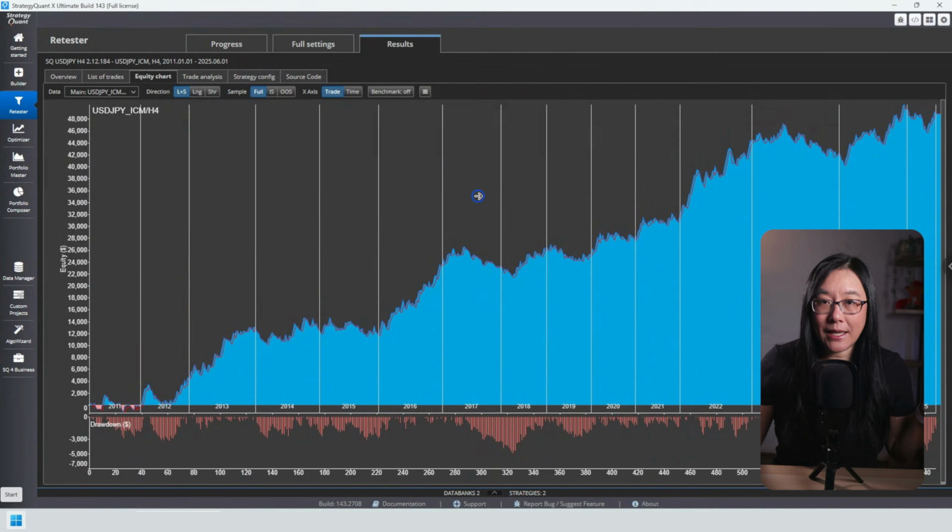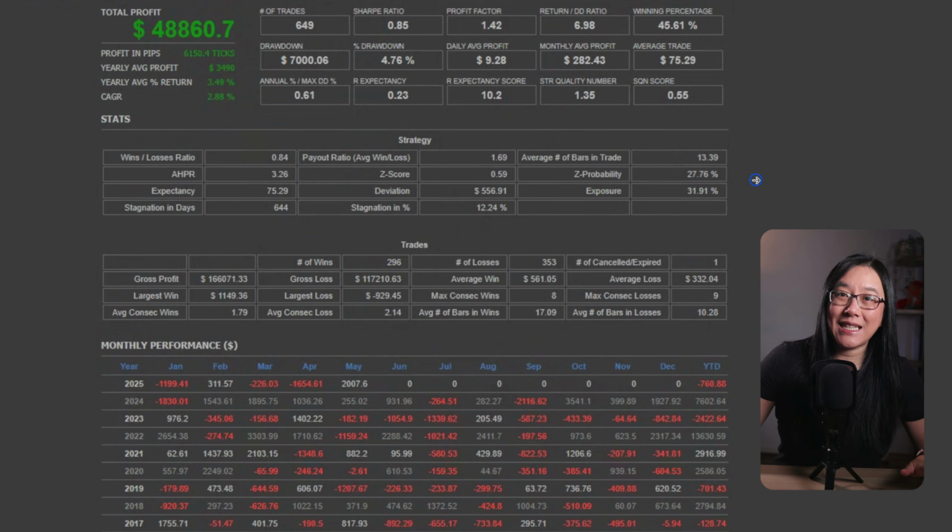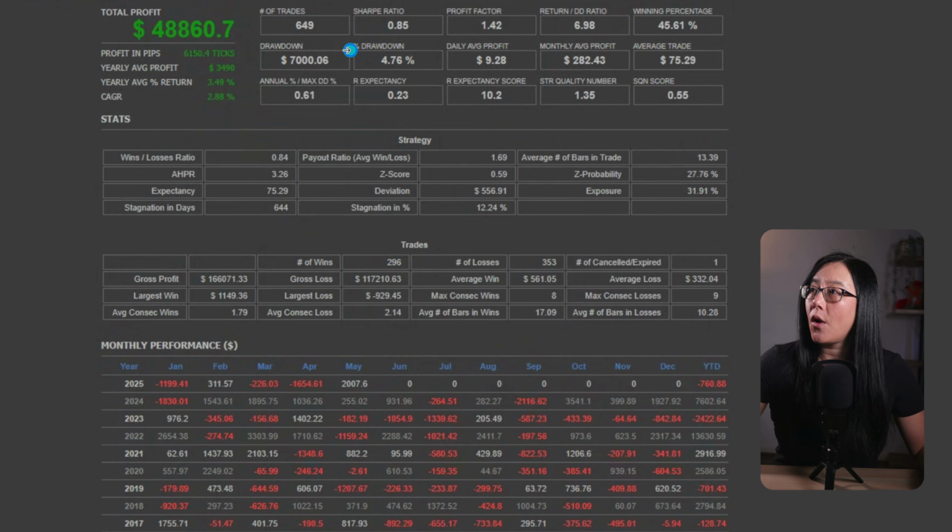Looks pretty nice over a span of about 14 years. It's not perfect. There's definitely months and months of drawdown periods. And here you can see the stats from 2011 up to May 2025. It's got a winning percentage of 45% and a return on drawdown ratio of 6.98 with a profit factor of 1.42 over 600 trades. But that's the backtest. We don't care about the backtest results. It's easy these days with AI to create an amazing looking backtest.